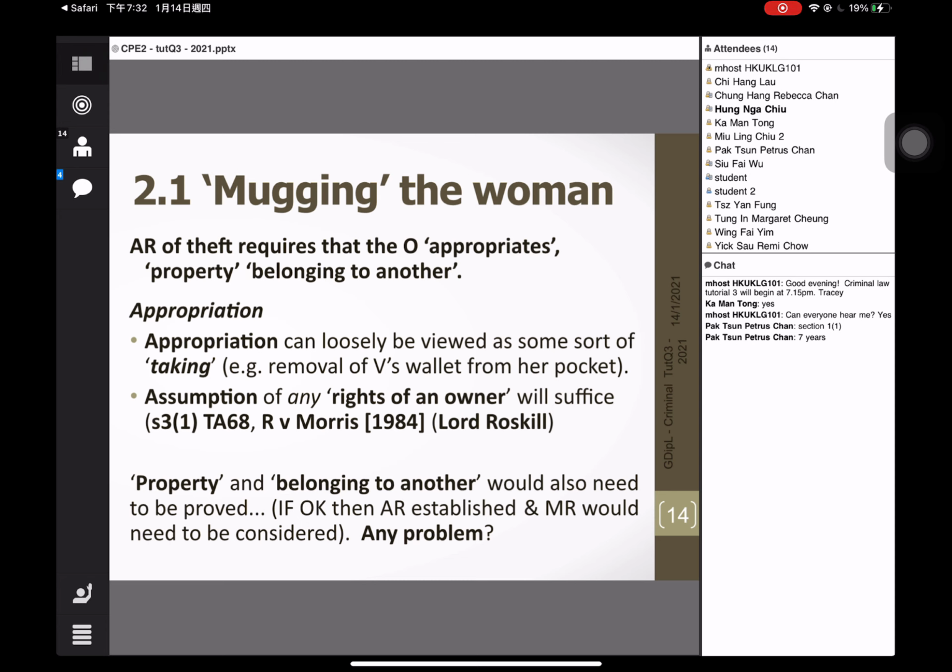So appropriation, taking to oneself, would be any removal of any property from the woman's person, but of course she doesn't have any property. If she did have some property and there was an assumption of a right of an owner, namely, say, possession, then we might proceed to the other elements, dishonesty and intention to permanently deprive the other of the property. But there does seem to be a major problem here.